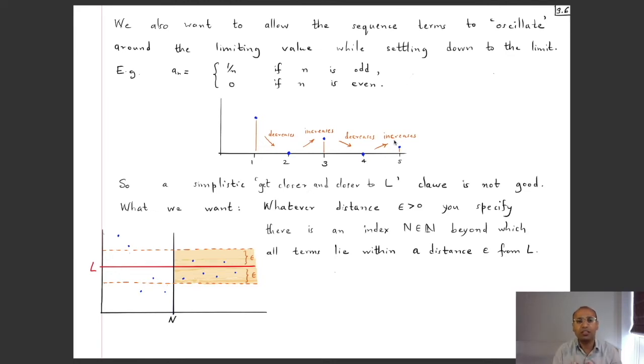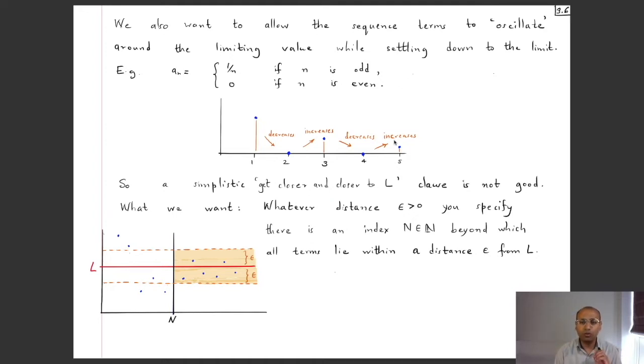So we should not just rely on this simplistic "closer and closer" idea, because we want to also capture these kinds of situations. So let's pause and think, what do we actually mean when we intuitively think that the terms of the sequence are settling down to a value?